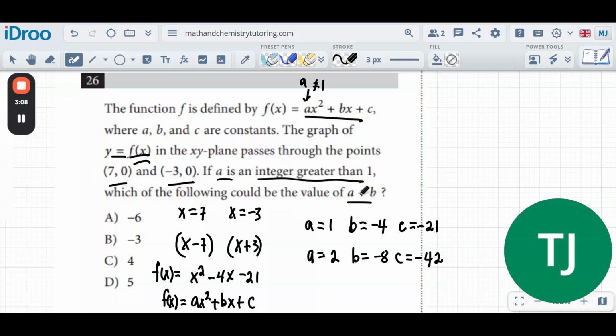And now we are ready to answer the question. a plus b would be 2 plus negative 8, which is negative 6. So the final answer would be letter A.